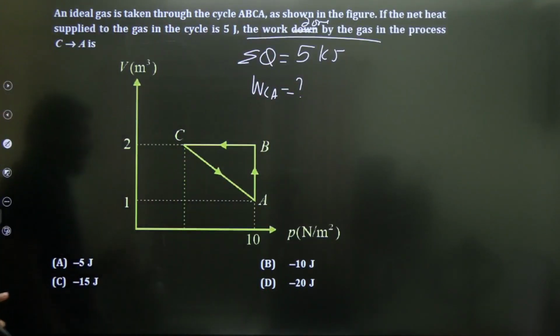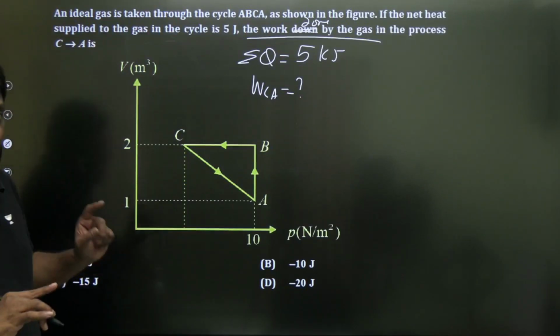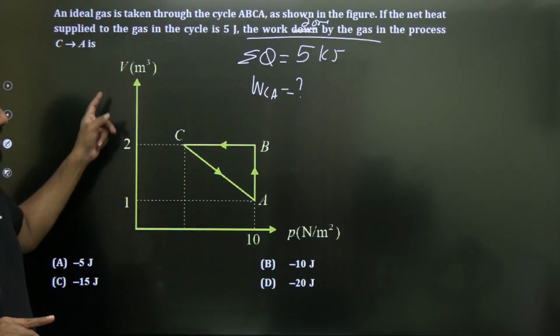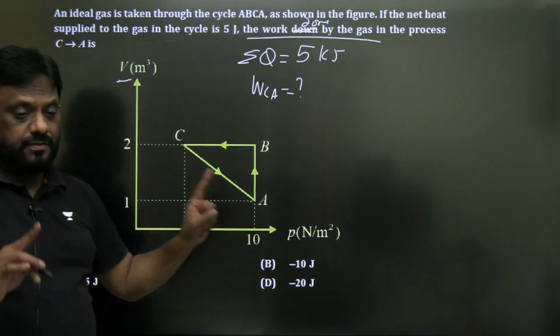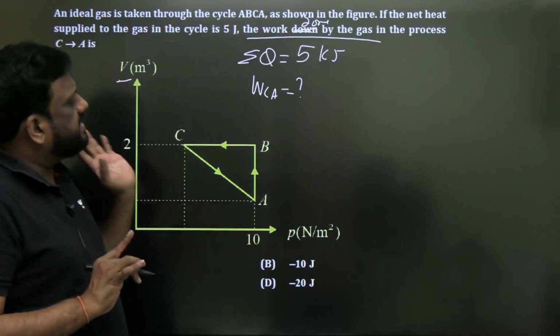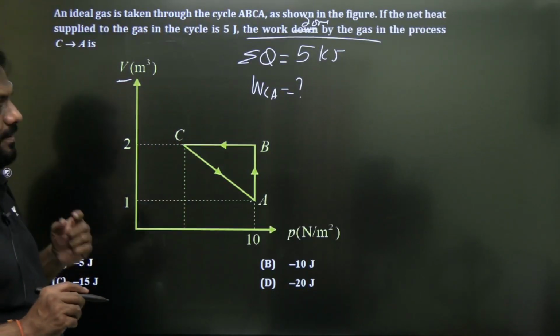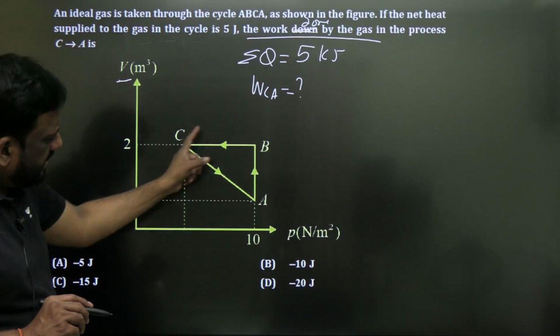But please note down that he has interchanged the axes. Generally, we take pressure on this axis, volume on this axis, but he has interchanged. Volume is on this axis, pressure is on this axis. Please be careful. What is he asking? He is asking work in CA. Let us try to see. Try to solve this.